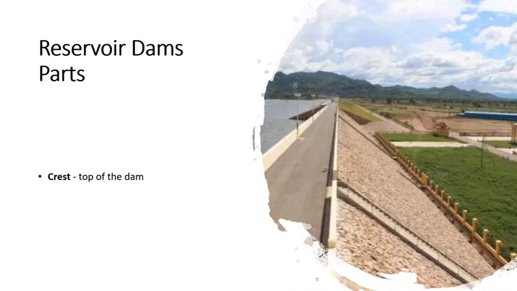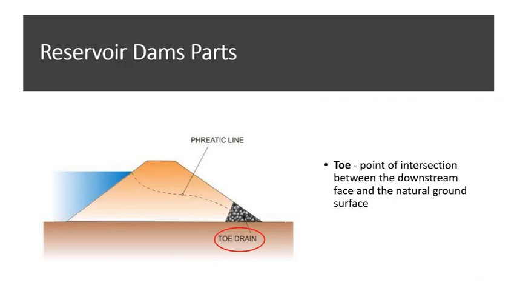Another part here is the crest of the dam or the top of the dam, and this might have a road for access purposes and inspection purposes. Another part is the toe, or the intersection between the downstream face and the natural ground surface.